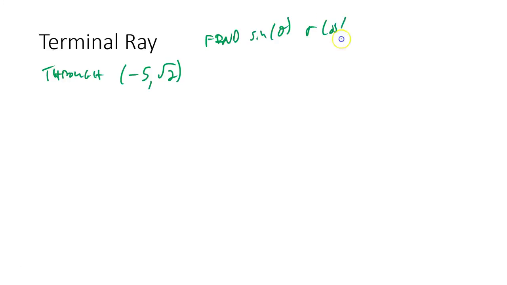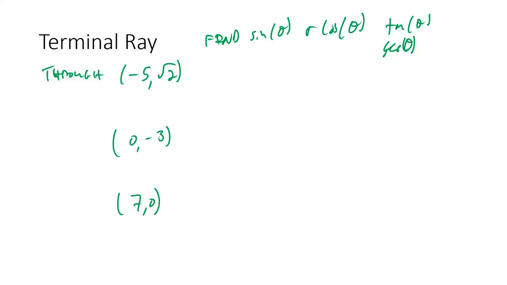What do we got here? I get terminal ray passes through negative 5 root 2. Okay, and for all these, you're going to find sine and cosine. So sine of theta and cosine of theta. And if you want to find tan, secant, and cotangent, you can do that as well. It's just going to be using SOH-CAH-TOA after you get the triangle. So let's do negative 5 root 2, let's do 0, negative 3, and 7, 0. If you want to give these a shot, you can just draw a picture yourself and see if you can figure it out.